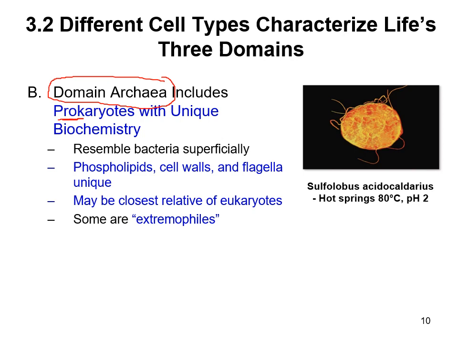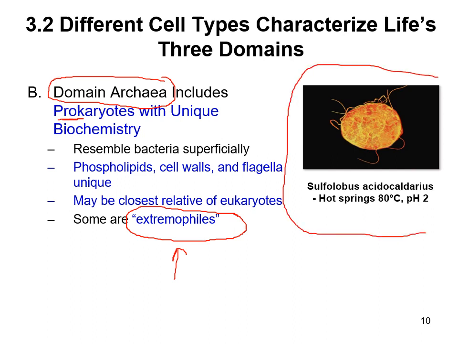Some of the archaea are classified as what we call extremophiles. An extremophile means that they like extreme environments, such as extreme heat or very acidic conditions. In fact, if we look at our little illustration right here, we see Sulfolobus, and this unicellular organism loves to live in a hot spring at 80 degrees Celsius. Remember, our internal body temperature is 37 degrees Celsius, so this is quite hot, and a pH of 2, which, as we discussed in our previous chapter, is extremely acidic.